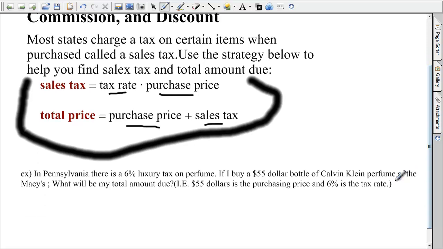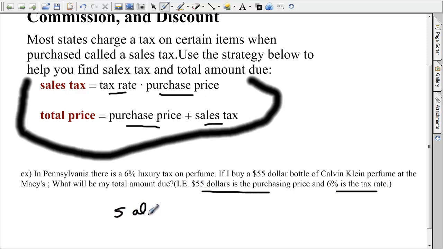Let's dive in. In Pennsylvania, that's where I live, there's a 6% luxury tax on perfume and prom dresses and all kinds of things that are considered luxuries. But if I buy a $55 bottle of, let's say, Calvin Klein perfume at Macy's, what will be my total amount due? So 55 is your purchase price, 6% is your tax rate.